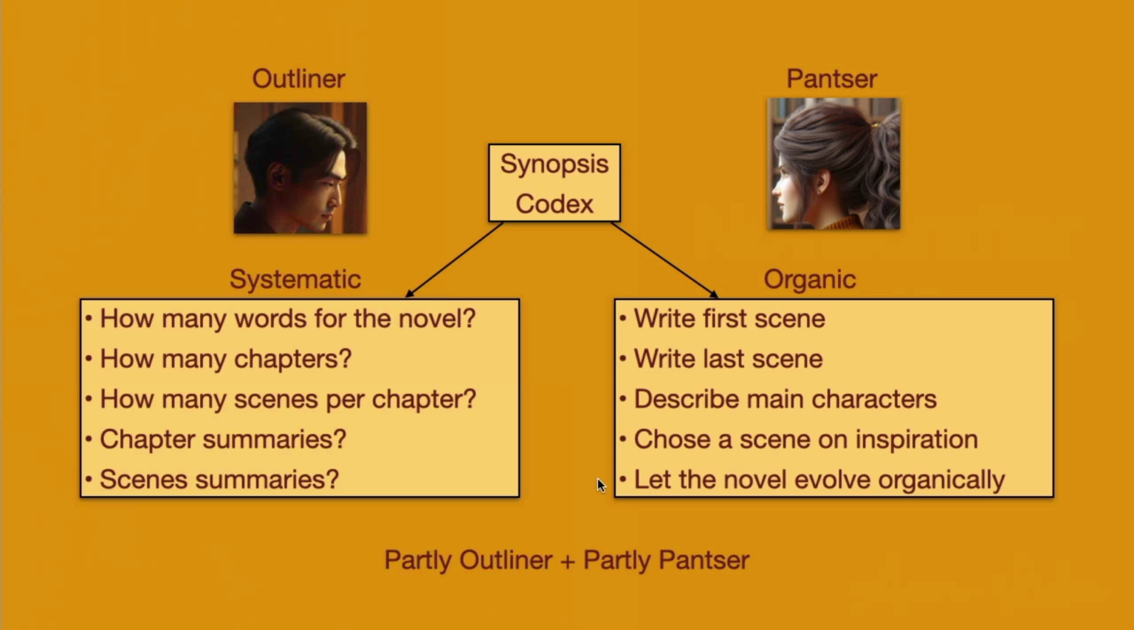An outliner, on the other hand, takes a systematic approach. He will typically ask questions like, how many words will the novel contain? How many chapters should I have? How many scenes per chapter, and so on.